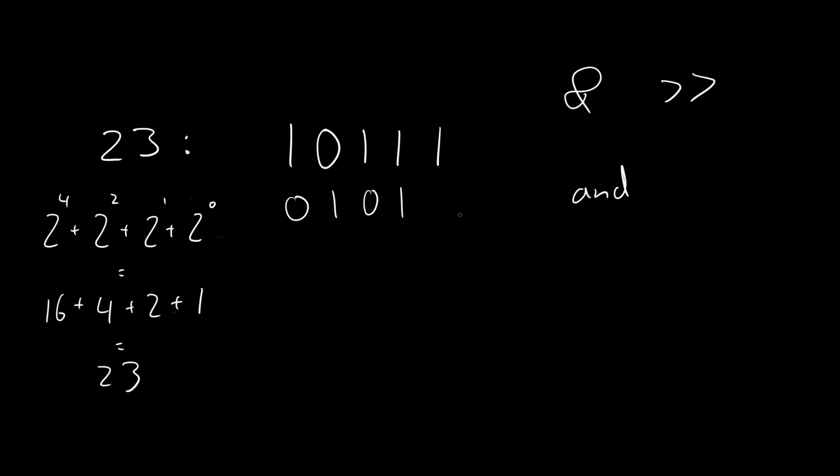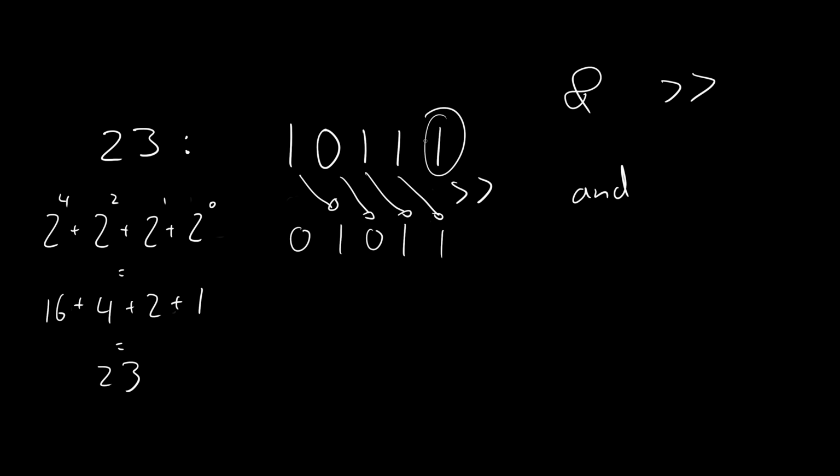And then the shift operator, what that does is you just move either to the right or the left. For this one, you move to the right. So for example, if we do a shift operator on this number, what you're going to get is 0, 1, 0, 1, 1, because you're just moving all of these digits to the right once. So this becomes that, this becomes this, and this becomes that. And then the last one just disappears. So it's actually the same thing as dividing the number by 2.